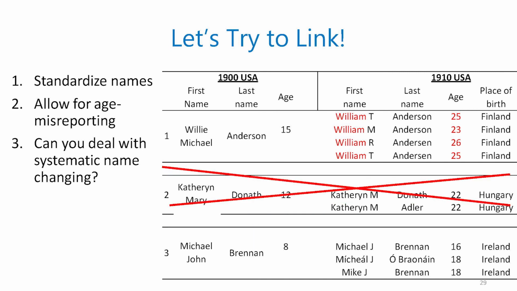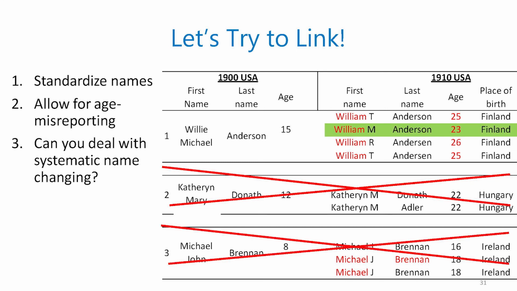And then the other issue is if the enumerator in 1900 reported Michael Brennan, but really his name was Michael O'Brien, right? We'd want to maybe standardize these names, and then it would be difficult to match him. The only person that we'd be able to match in this particular case is William M. Anderson, and that's because we know his middle name. If we didn't know his middle name in both censuses, we wouldn't have been able to match him, right? So matching can be very difficult, right? There's a lot that we have to consider whenever we're trying to match people, and we end up losing a lot of the population whenever we are trying to do this, right?